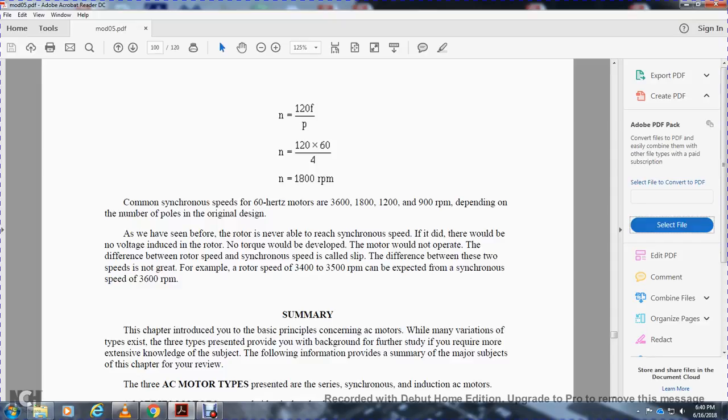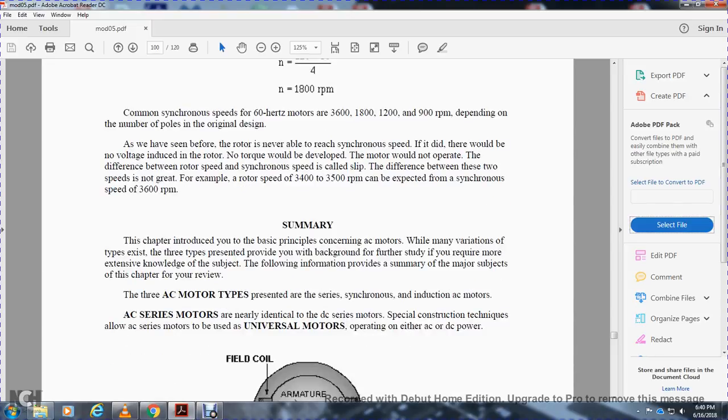As we have seen before, the rotor is never able to reach synchronous speed. If it did, no voltage would be induced in the rotor, no torque would be developed, and the motor would not operate. The difference between the rotor speed and synchronous speed is called the slip. The difference between the two speeds is not great. For example, a rotor speed of 3400 to 3500 RPM can be expected with a synchronous speed of 3600 RPM.